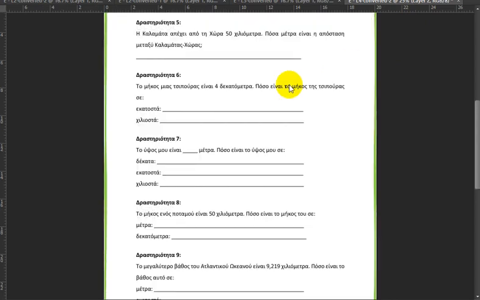Sorry about that. There was a little problem with the background in that exercise. I had to fix it for a second. Okay, so let's continue.